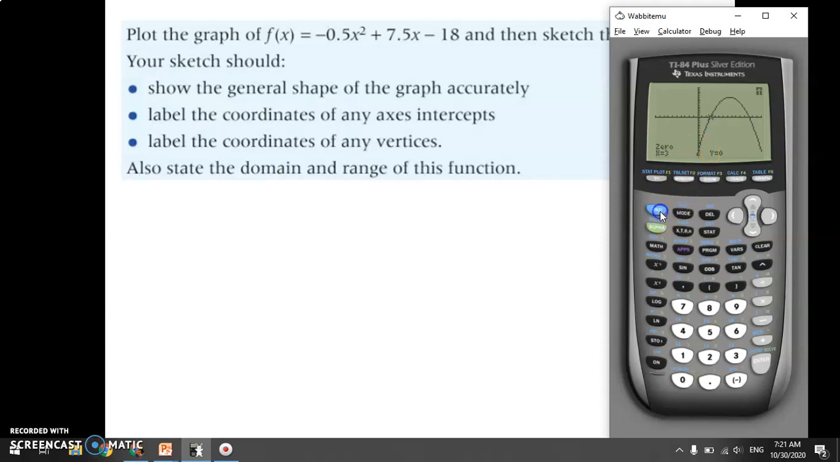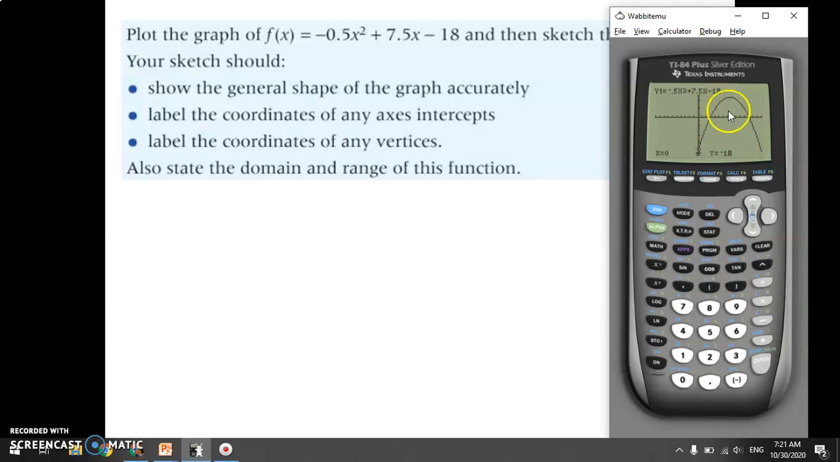One way to find that is second calc again, and we can do value, number 1. And we're going to say, well, at the y-intercept, the x value is 0. So I'm going to put an x value of 0 in and press enter. And it tells me, oh, when x is 0, y is negative 18. So it told me the y-intercept. So now I have the y-intercept and the 2 x-intercepts.